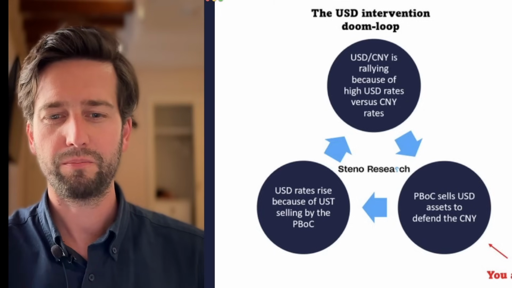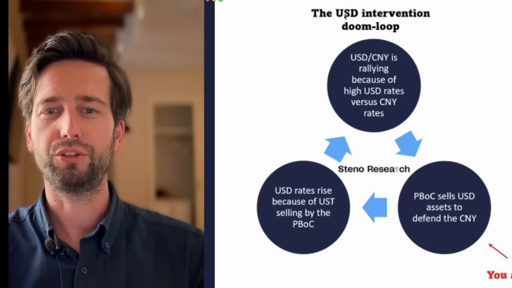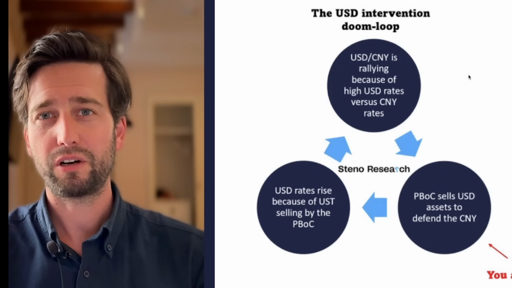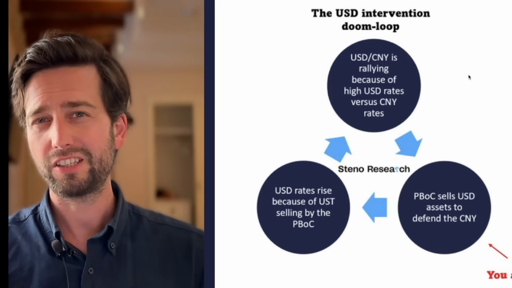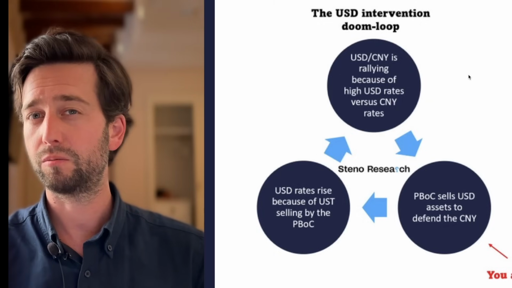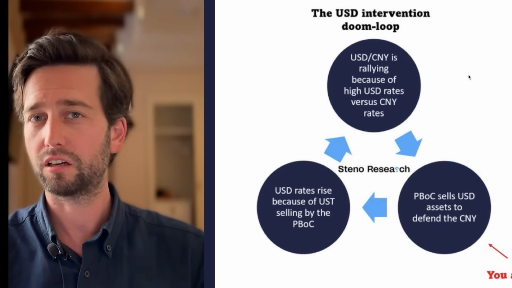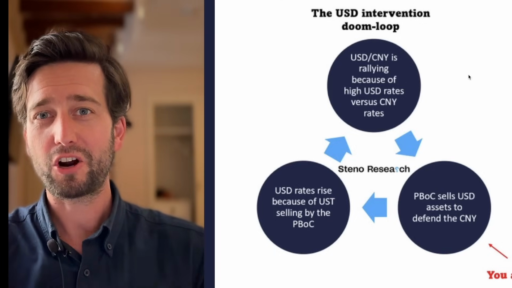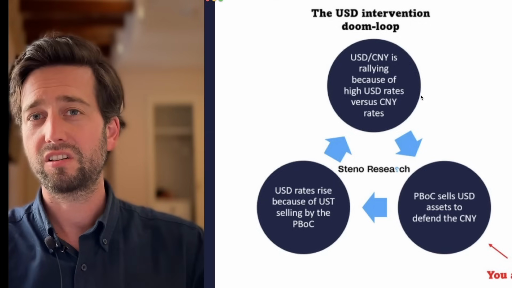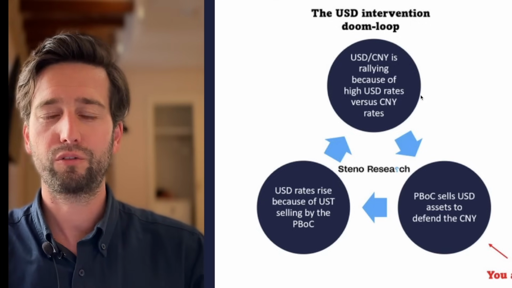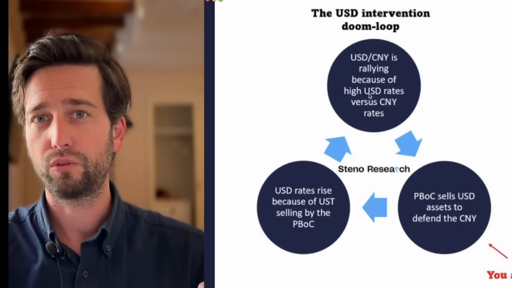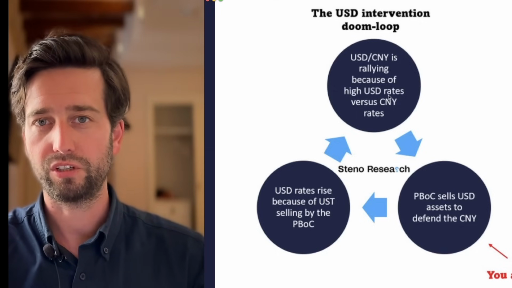So this is a diagram by Steno Research. It is called the USD intervention doom loop. Now, what does it say? Well, basically, it's about the situation currently that the Chinese yuan is rather weak because of the economy. There are many fears and uncertainties about Chinese economic data being quite weak. And that's why the USD is rallying, also because it's a perceived safe haven for investors. It's rallying against the Chinese yuan. And another factor is, of course, the high USD rates.